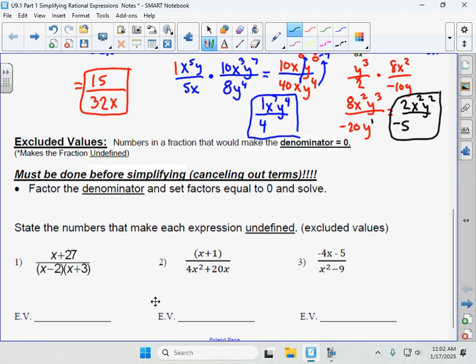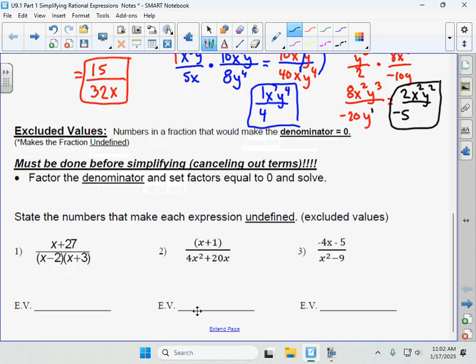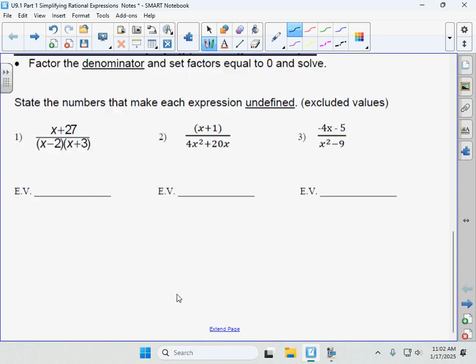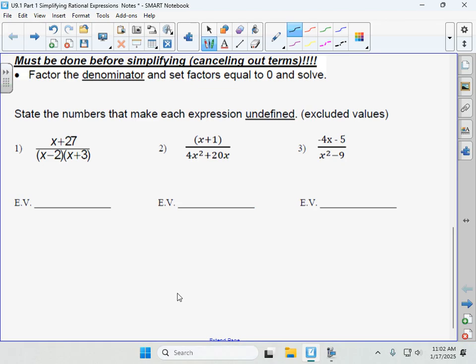To find an excluded value, we're going to factor the denominator, set the factors equal to 0, and solve. Sometimes the denominators are already factored for you, but sometimes they're not, and if they're not, you have to factor it first. So let's go ahead and find the excluded values, or what makes the denominator an undefined value.